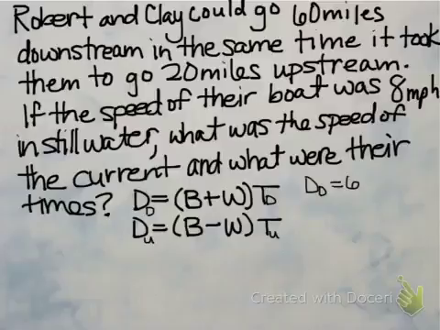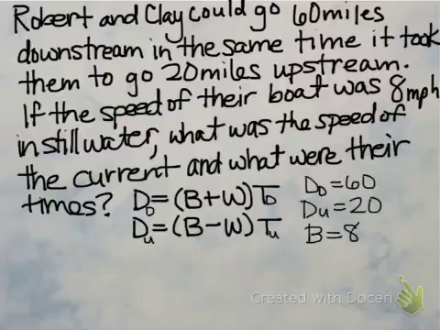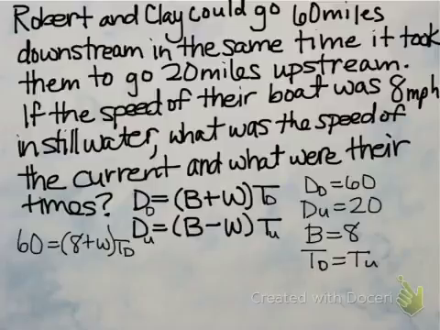So let's list what information we have. We know that he can go 60 miles downstream, so the distance downstream is 60. He can go 20 miles upstream, so the distance up is 20. The boat goes 8 miles per hour, and the total distance up and down are the same. So we can take that information and plug it in.